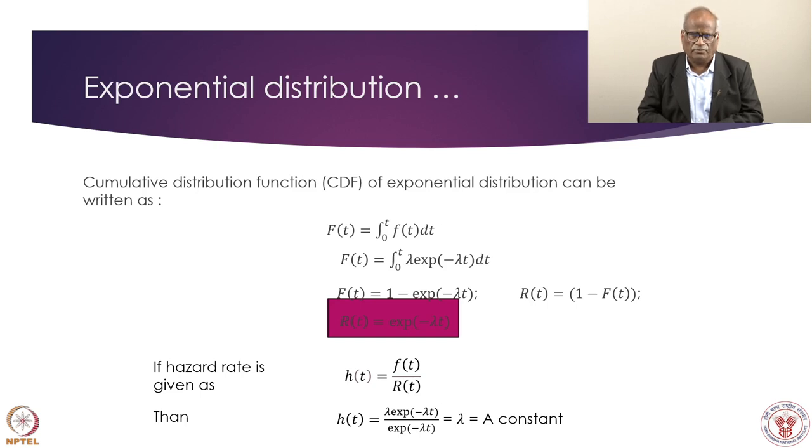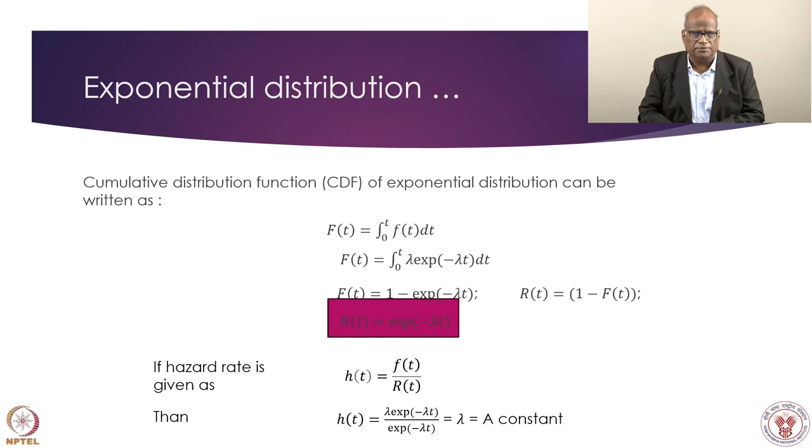And then R(t) is nothing but 1 minus F(t). So we have the expression for reliability in these four steps. That is, reliability as a function of time is exponential of minus lambda t.